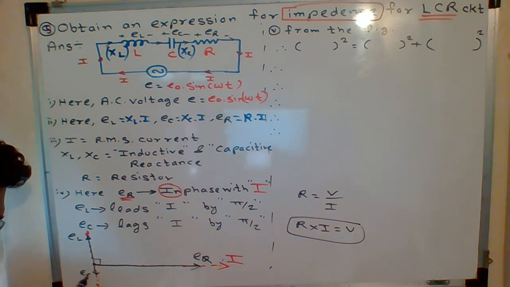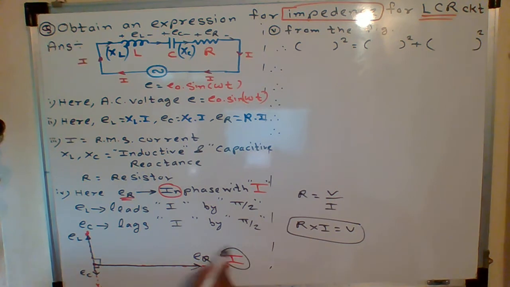Okay, why downward? Because it is lagging. That's why EC is lagging by 90 degrees, by whom? By I. Okay, EL leads, EC lags, and ER is in phase.